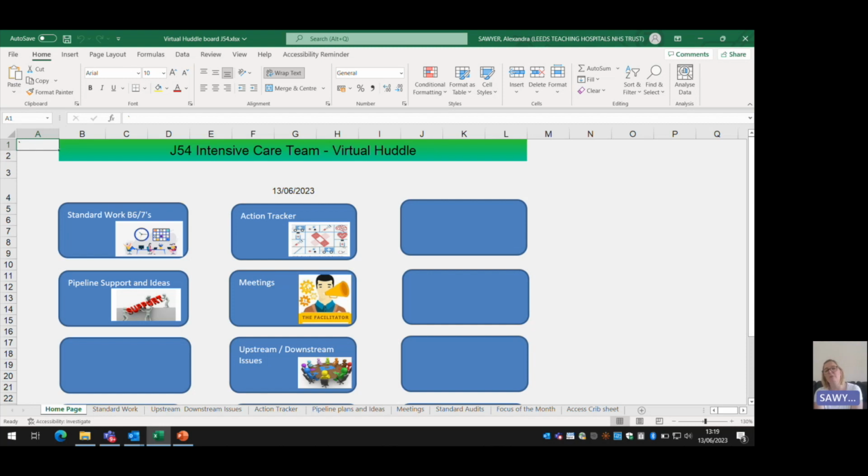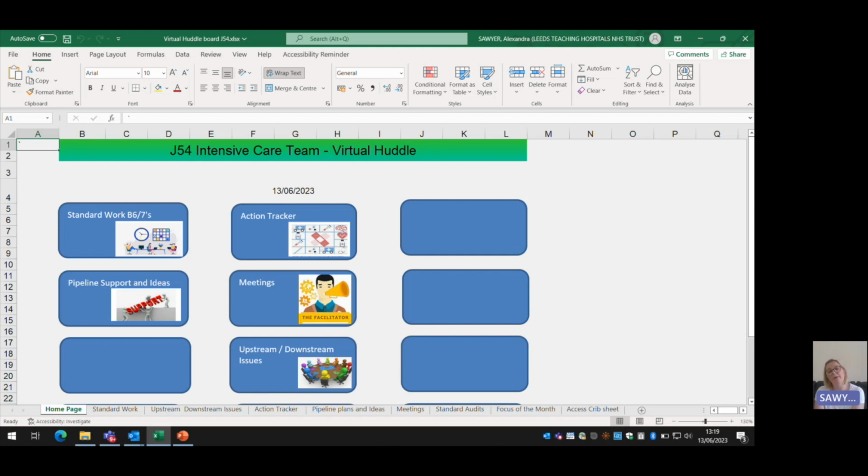So this is a screenshot of how it looks, but I did have a look at different electronic templates that we could use, like Trello, Teams, Padlet, there's a lot of things out there that you can utilize that are still free. But Excel was a system that people were familiar with and felt comfortable with. And so what I did was develop this virtual Huddle board, and we utilize it.